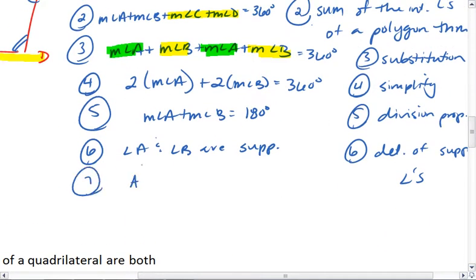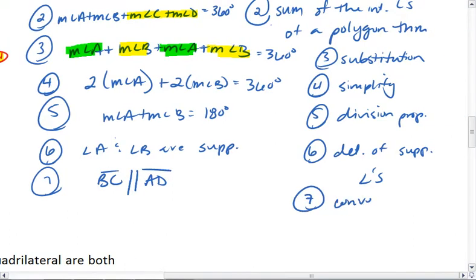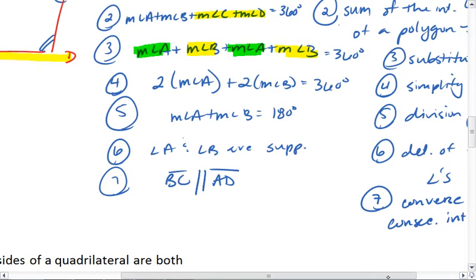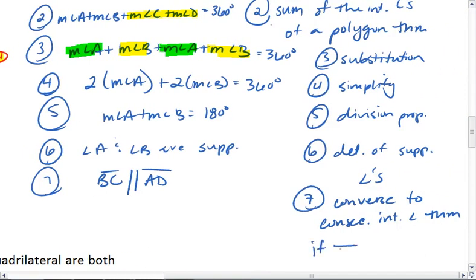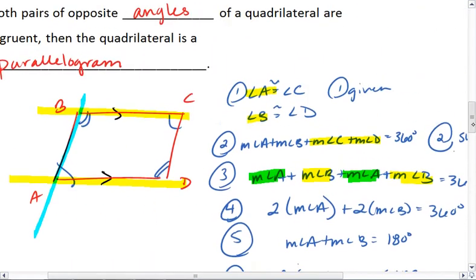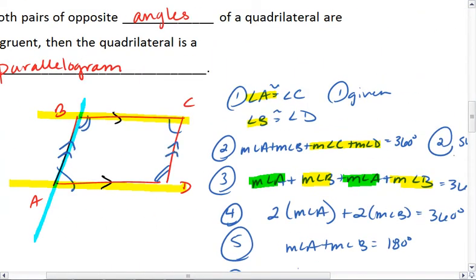Thus, BC is parallel to AD. And that is the converse to the consecutive interior angle theorem. Or you could just write if two lines are cut by a transversal and consecutive interior angles are supplementary, then the lines are parallel. Proving that AB is parallel to CD is a very similar process, and you could probably work that out for yourself.